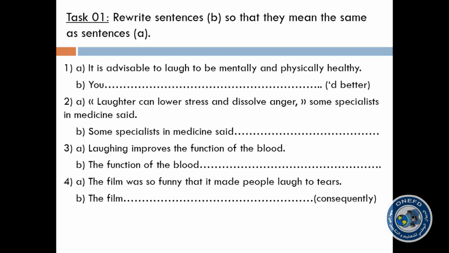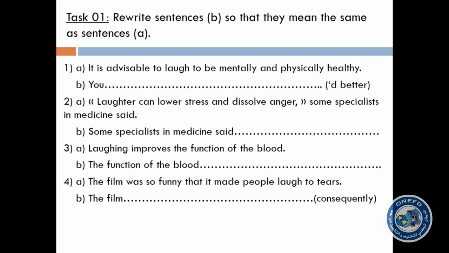So you have task 1. Rewrite sentences B so that they mean the same as sentences A. You have 4 A sentences, and you have 4 B sentences that you need to rewrite in a way so that they mean the same as sentences A. Again, this is a pretty common question in your baccalaureate exam.